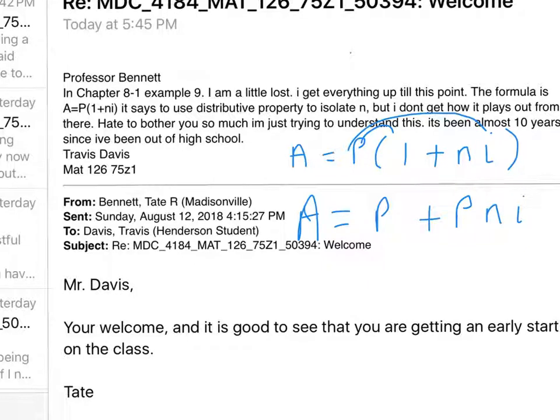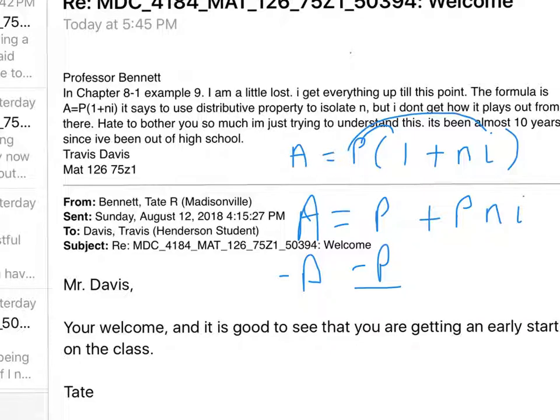And so I've used the distributive property, multiply each item in here. 1 times p is just 1p or p, and then p times ni. Now we want to get n by itself, so you have to get rid of this p, and the way you do that is you subtract p from each side.